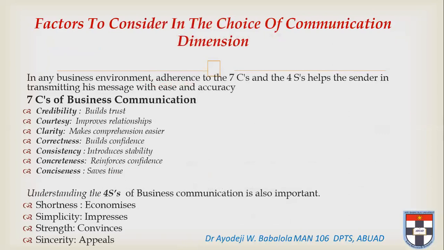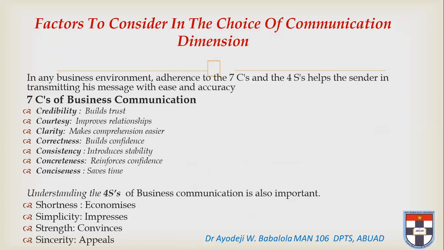What are the things to consider when we want to choose communication dimension? What factors are we to consider in choosing the direction, the dimension of our communication? There are 7 C's and 4 S's. These are acronyms that help the sender in transmitting the message with ease and accuracy, to determine which communication dimension is the most appropriate for me.